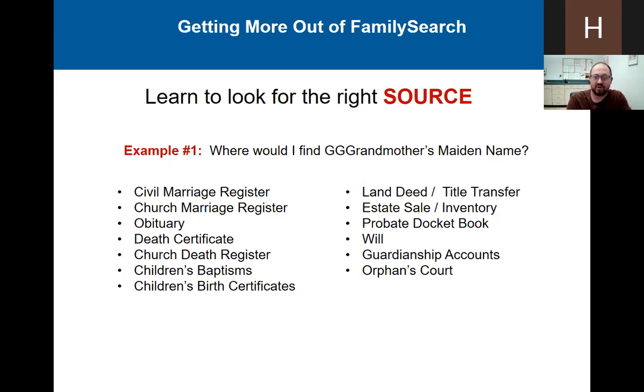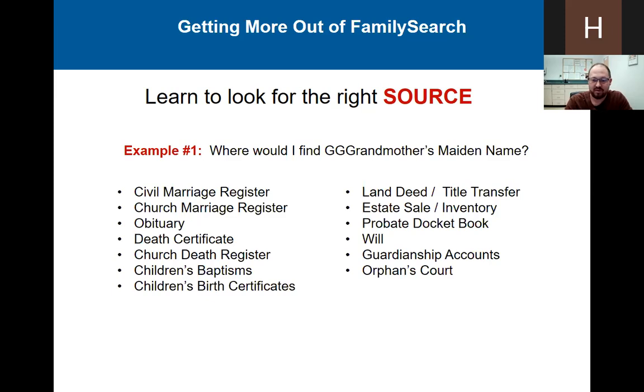Wills are a great place to find the maiden name, but you've got to be able to figure out, in many cases, who the parents are. If you can identify the father, oftentimes the father will name his daughter in the will. Sometimes, and I've come across this, a grandfather names his grandchildren, and we can identify the woman's maiden name via the children receiving something from her father.